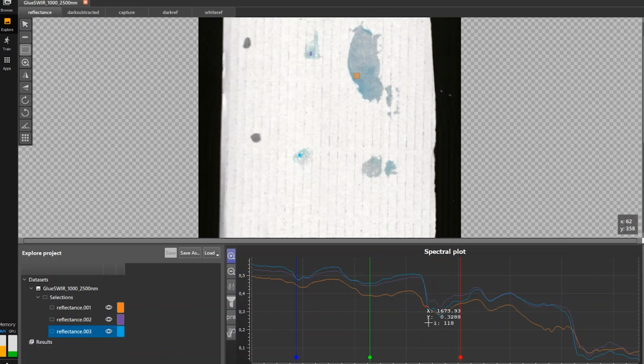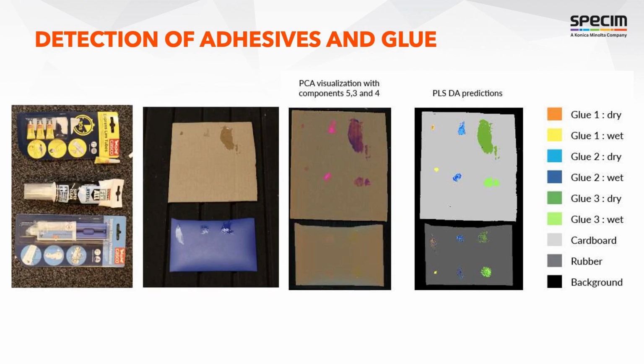And here, with the PCA, you can already see that with the SWIR camera you can identify where the glue was put, but also whether it was wet or dry. The top is when it is dry, the bottom when it is wet. Same for the cardboard, same for the rubber. Again, it was possible to make a model, and the identification of the glue and its stage can be mapped with the SWIR camera. So for process optimization, when there is gluing involved, the SWIR camera can be used.